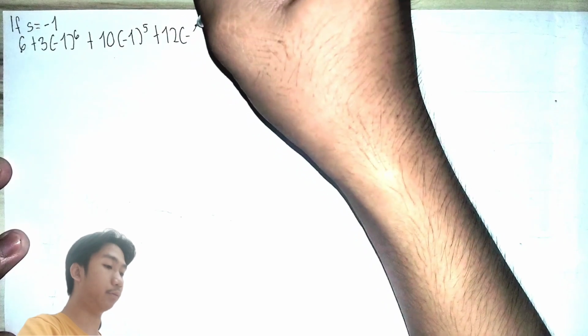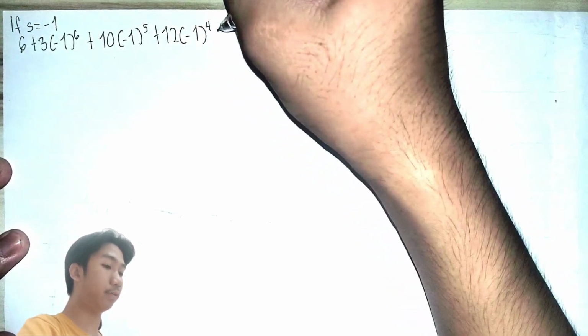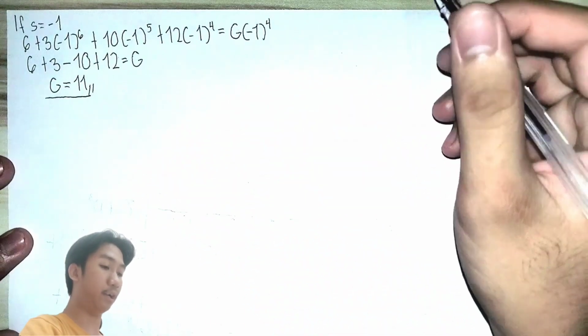Now we get the values of a to g. As you noticed in our equation, there is an (s plus 1) in the whole equation other than letter g. So we use s equal to negative 1. Our whole equation now is 6 plus 3 multiplied to (negative 1) raised to 6 plus 10 multiplied to (negative 1) raised to 5 plus 12 multiplied to (negative 1) raised to 4 is equal to g multiplied to (negative 1) raised to 4. That would be 6 plus 3 minus 10 plus 12 is equal to g. G now is equal to 11.